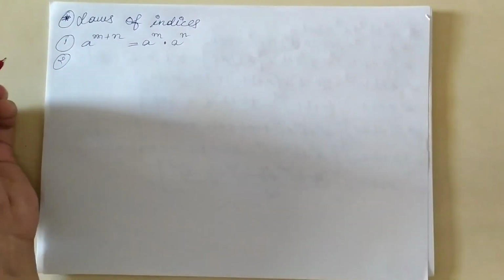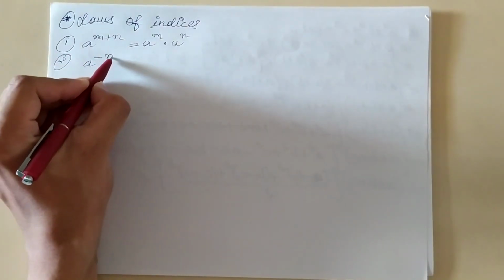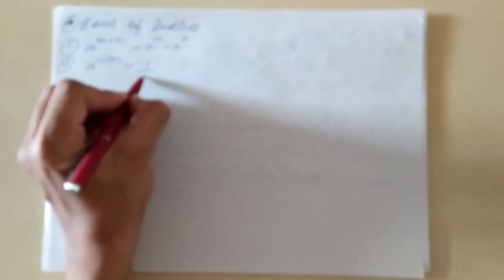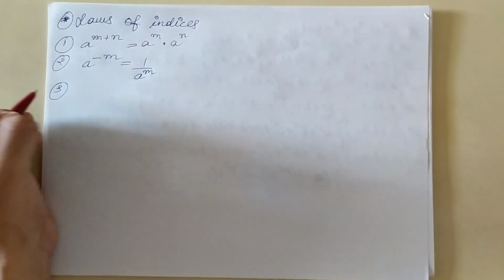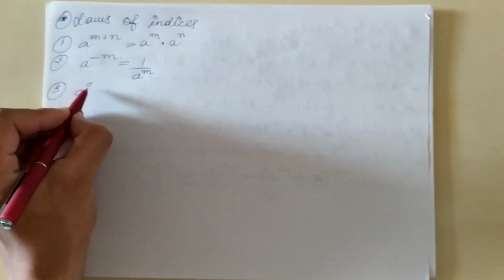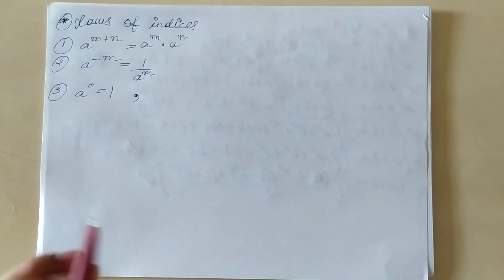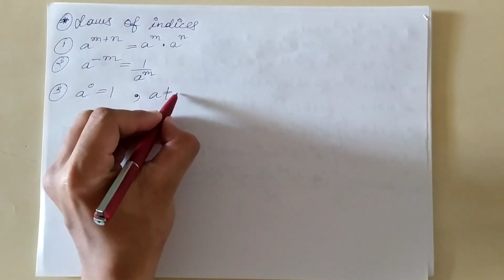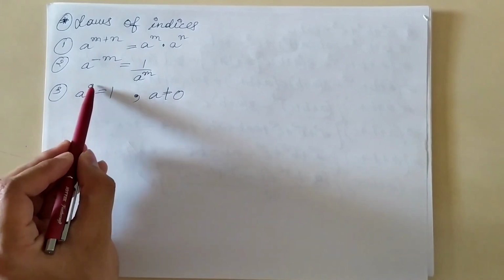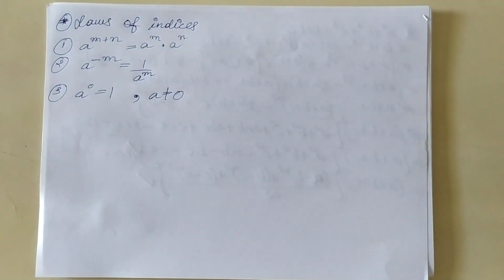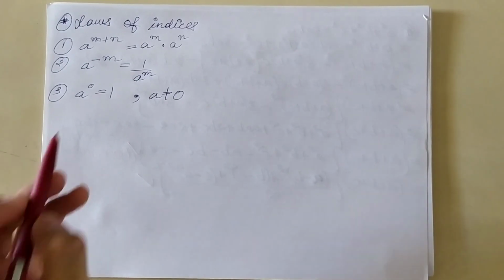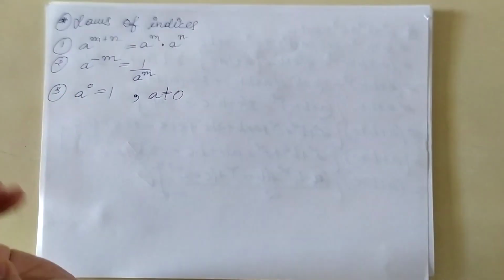The second law is a to the power minus m is equal to 1 upon a to the power m. The third law is a to the power 0 is equal to 1. Now here, keep in mind that a should not be equal to 0, or else it will become 0 to the power 0, which is an indeterminate form, and we will cover indeterminate forms later on. So just keep in mind a should not be 0.